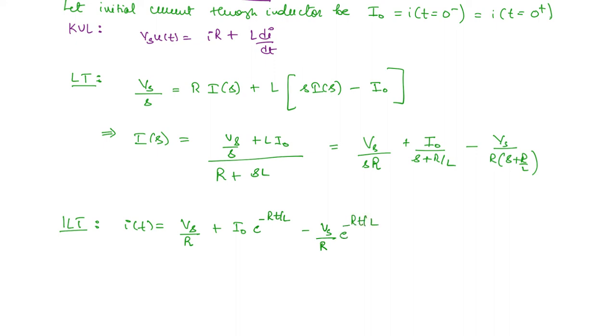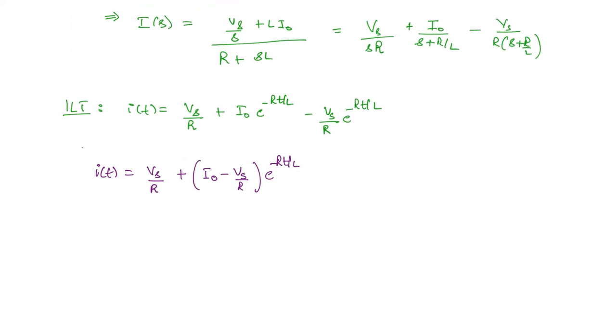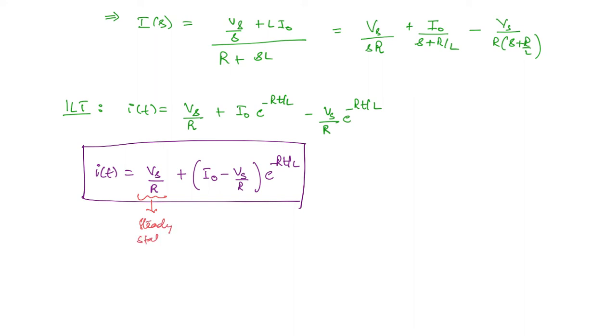Now can you divide this in terms of the steady state response and transient response? That is one way of writing it. First we will write that I of t is equal to Vs by R, which is the steady state value, plus I naught minus Vs by R, e to the power minus Rt by L. This is the transient value, because it is an exponentially decaying part.